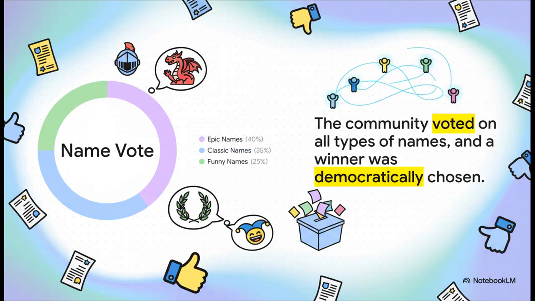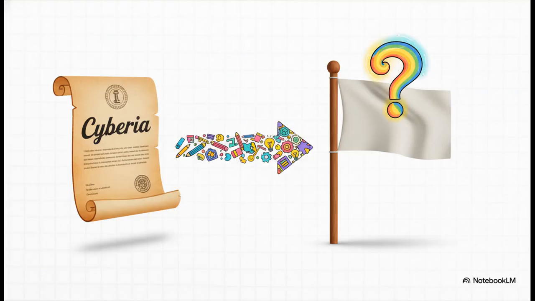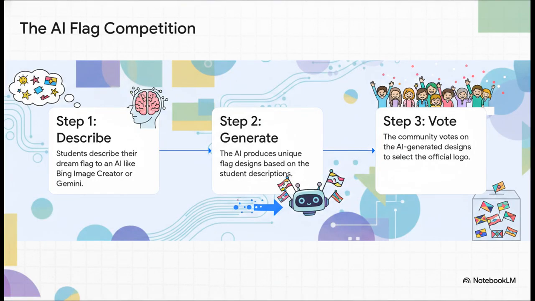And the votes just poured in. You had all kinds of suggestions, the really epic-sounding ones, some hilarious ones, a few classic names. And through that simple process, a winner was chosen, straight from the people. So now they had an identity in words, which is great. But a nation also needs a visual identity. It needed a flag. And the way they went about creating one was just as creative and democratic as everything else.